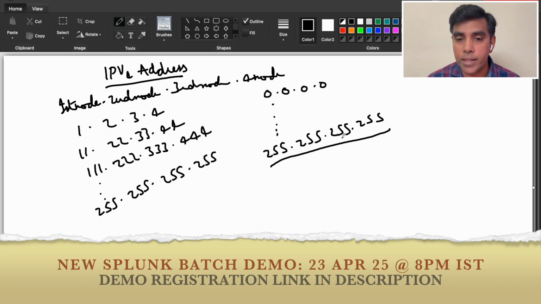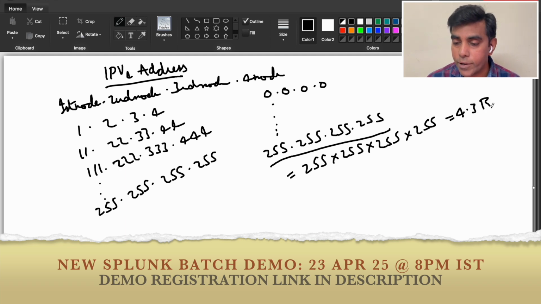So what does this mean? In the entire world we can accommodate 255 times 255 times 255 times 255, which is equivalent to 4.3 billion. So these many computers we can accommodate, because only for these many computers can we give valid IP addresses. So only 4.3 billion computers worldwide can have unique IP addresses. But is this sufficient across the globe?